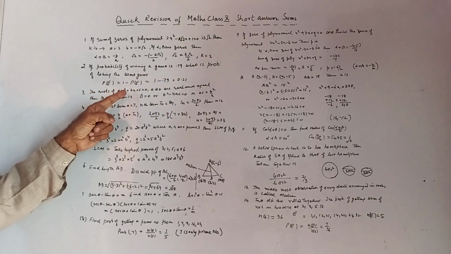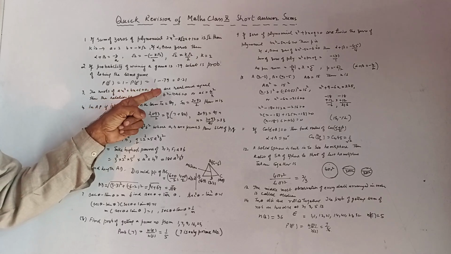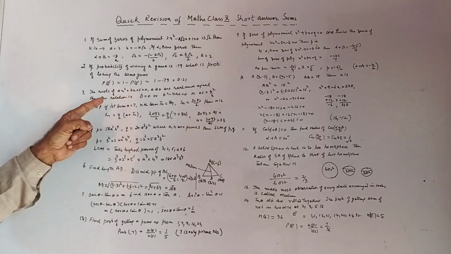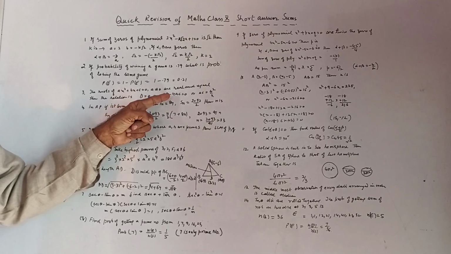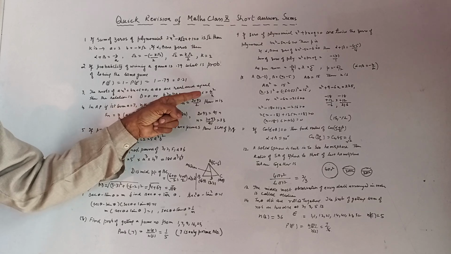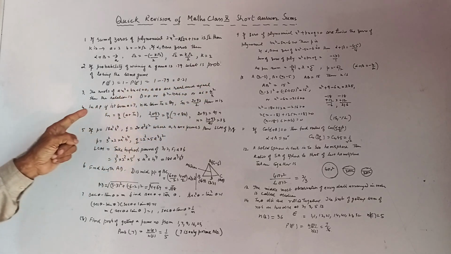The roots of ax square plus bx plus c equal to 0, a is not equal to 0, are real and equal. Then the relation is D equal to 0, or b square minus 4ac equal to 0. The relation between a, b and c, or ac, is equal to b square by 4.